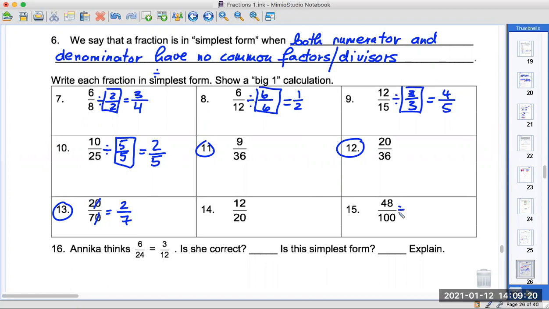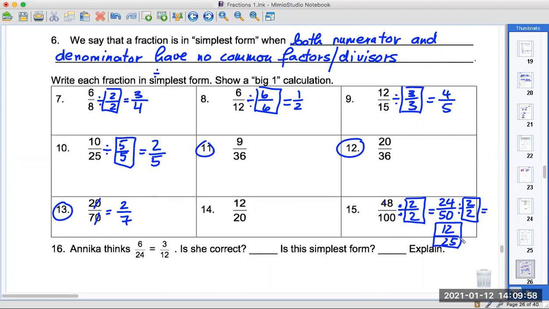I'm going to divide. See, the way I can start is if both numbers are even, they're always divisible by 2. So I start with 2 on big ones and see if I can keep going. 48 divided by 2, use a calculator if you have to, it's 24. 100 divided by 2 is 50. Notice they're still even, so I'm going to keep that going, that pattern. I can do it more than once. 24 divided by 2 is 12. 50 divided by 2 is 25. That's it. This is your answer.